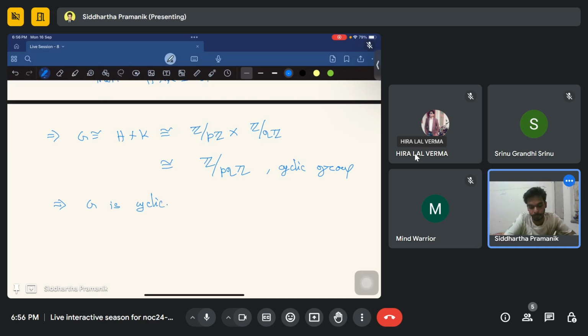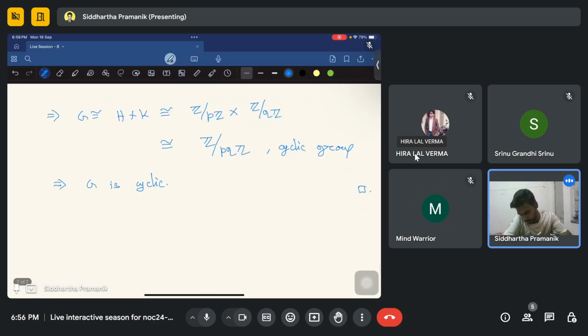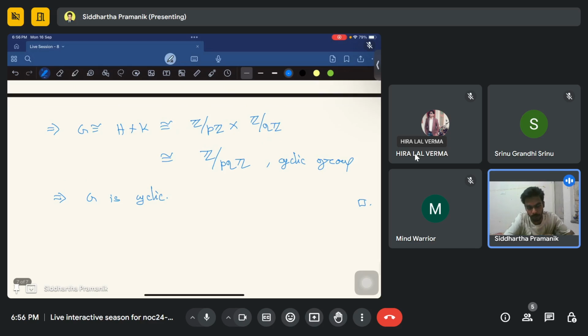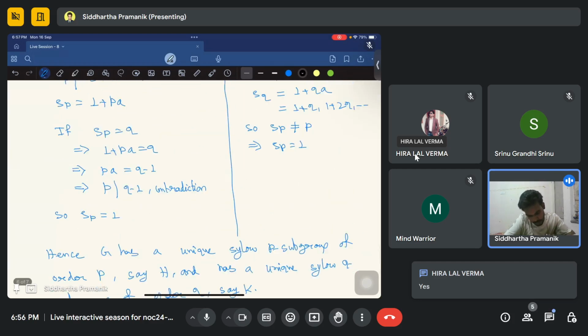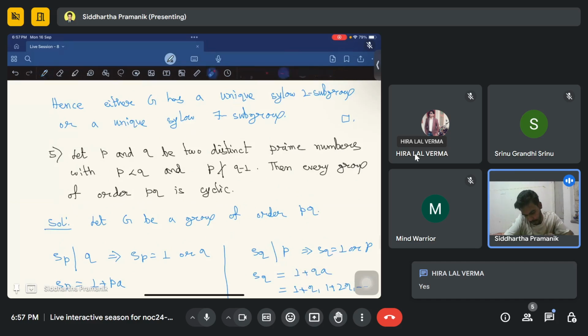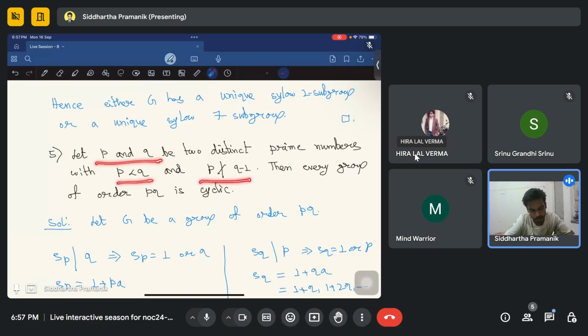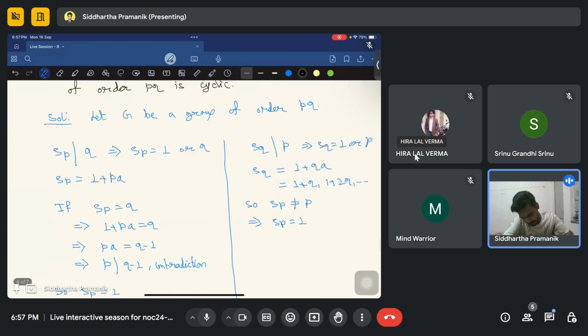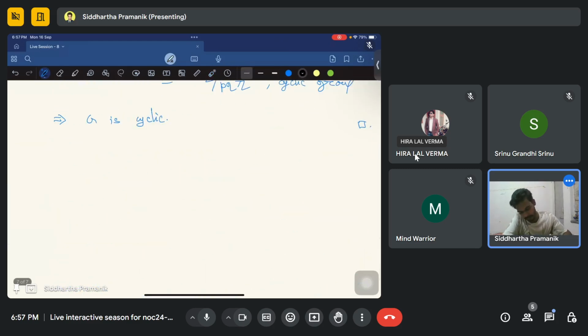Is it okay? Okay, sir. I hope others also have understood. So we have generalized that every group of order PQ, where P is less than Q and P does not divide Q minus 1, is cyclic. Let's do a small application of this.